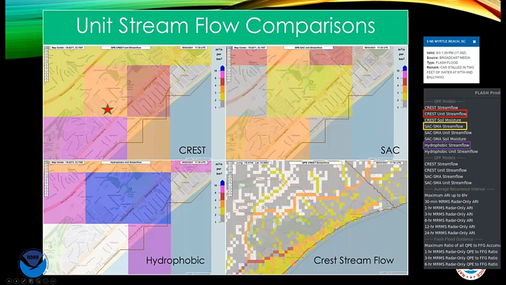Now, unit stream flow comparisons, I didn't show much of the other models. The top left shows where the location is with the star. That's the CREST model. The top right is the SAC model. The bottom left is the hydrophobic worst case. And I wanted to show the actual stream flow, not the unit stream flow here, but the stream flow, and we'll talk about that in a second.